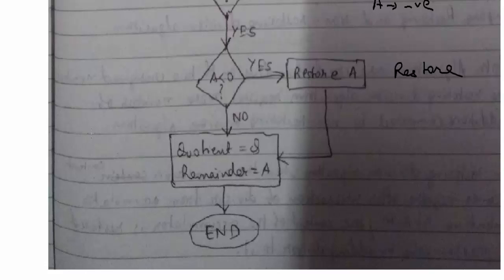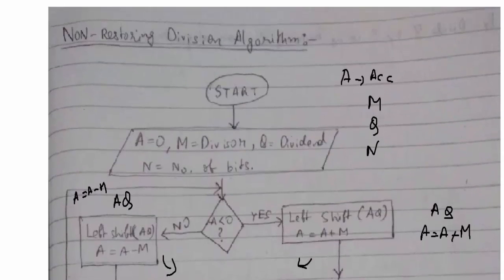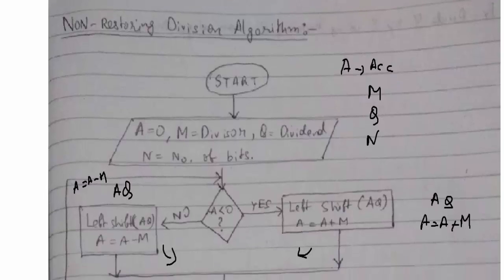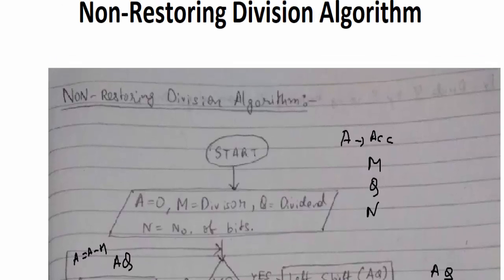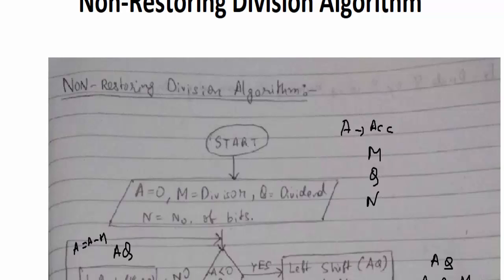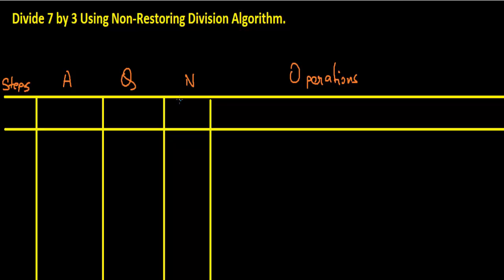If A is negative, just restore what was original. So go back to the original thing and restore it. And if not, just set Q as your quotient and A as your remainder. This step also goes here. So you can copy the flowchart. In a few moments I will be explaining this with the help of an example, so stay tuned for it.